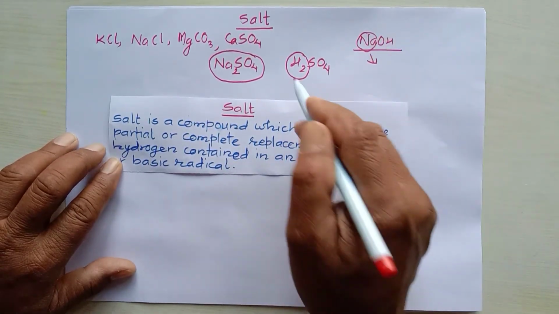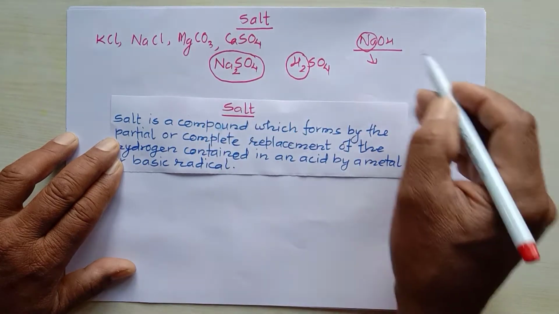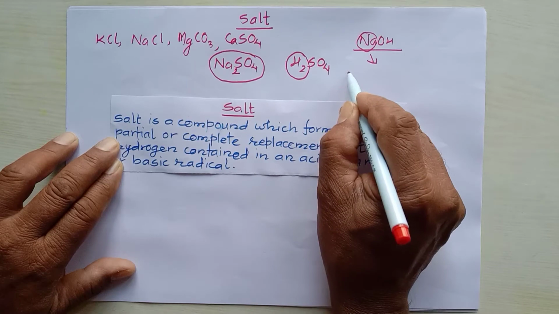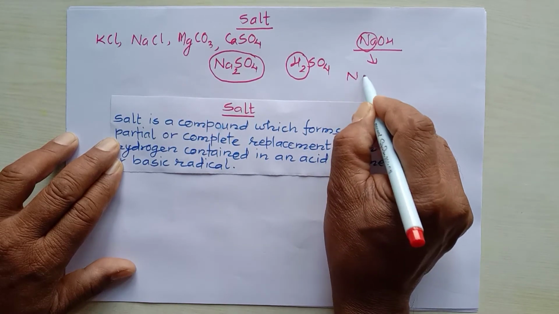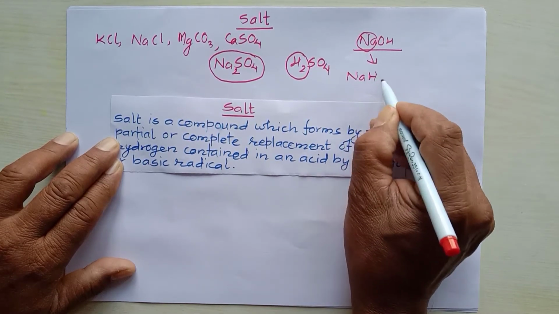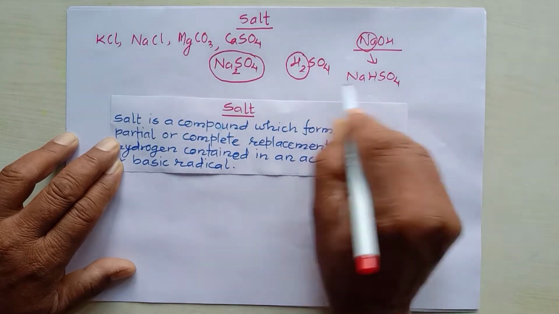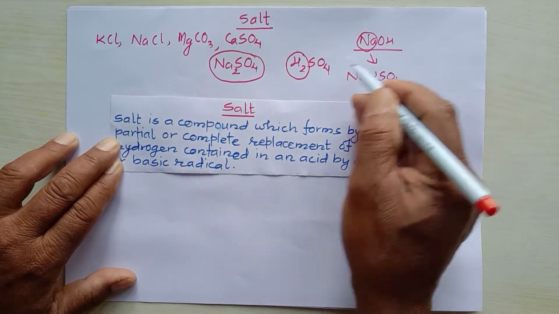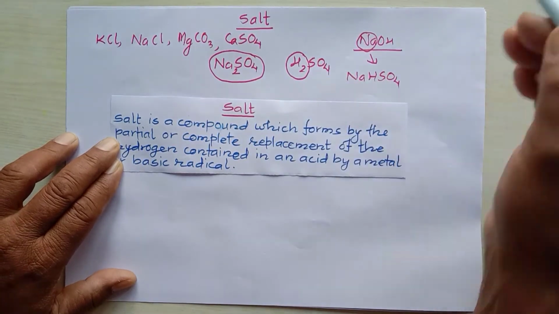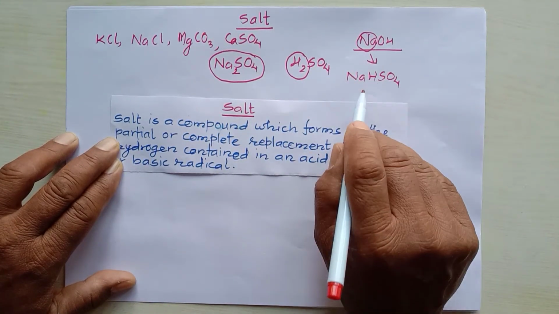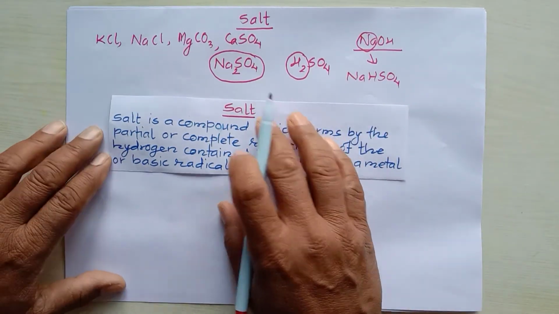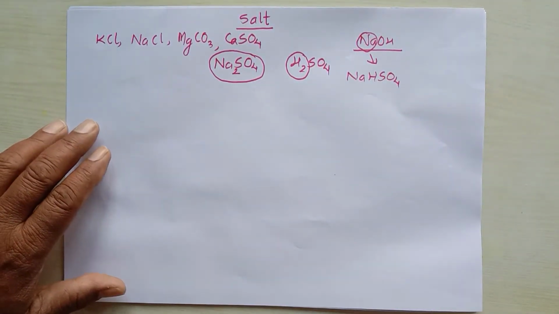Now we'll talk in detail also. Sometimes what happens, this hydrogen is not completely displaced. Maybe one atom of hydrogen is displaced by sodium and it forms NaHSO4, sodium bisulfate. This is also a salt. That's why, whether the hydrogen is completely displaced or partially displaced, whatever it is, they form salt. Okay, this is the definition of salt.